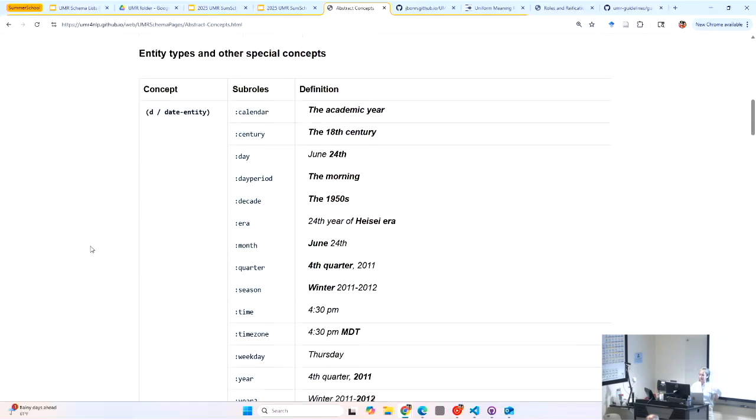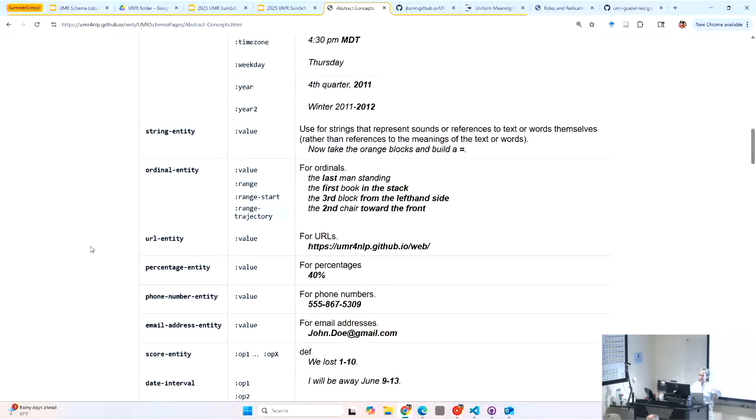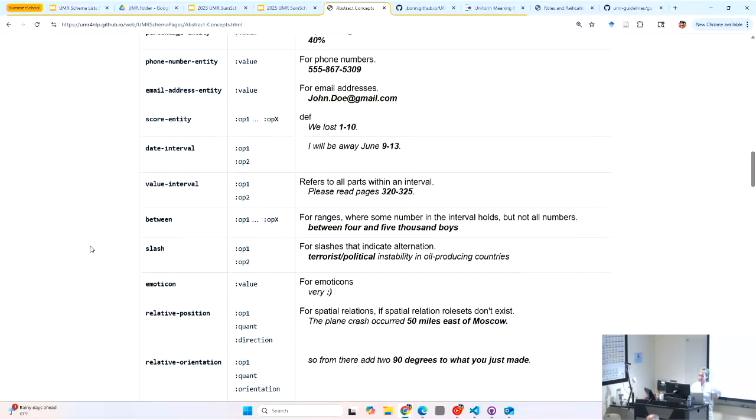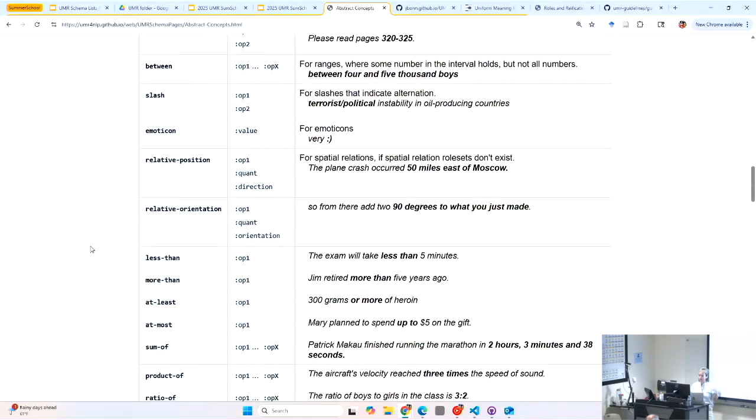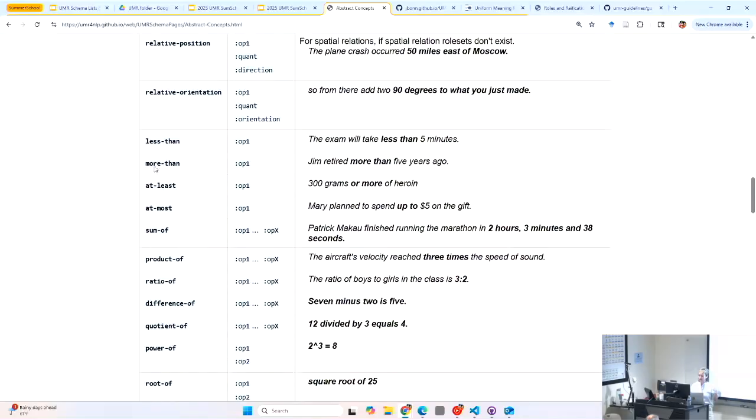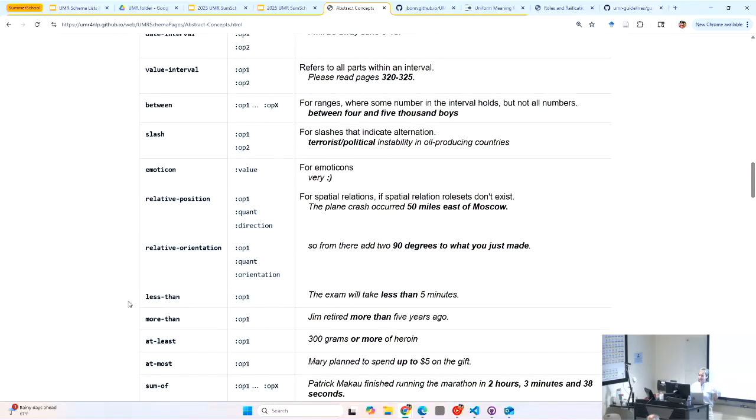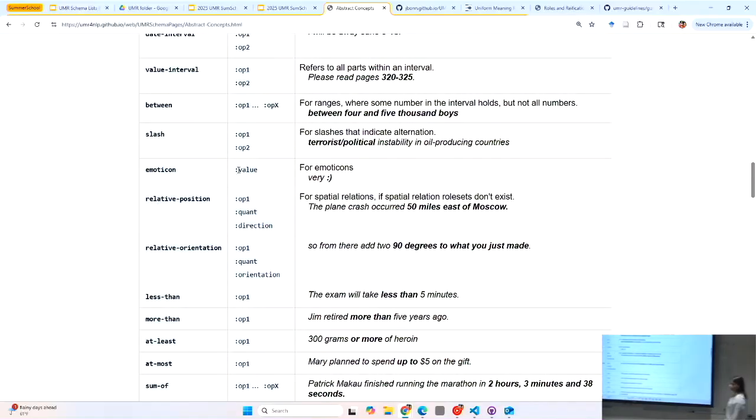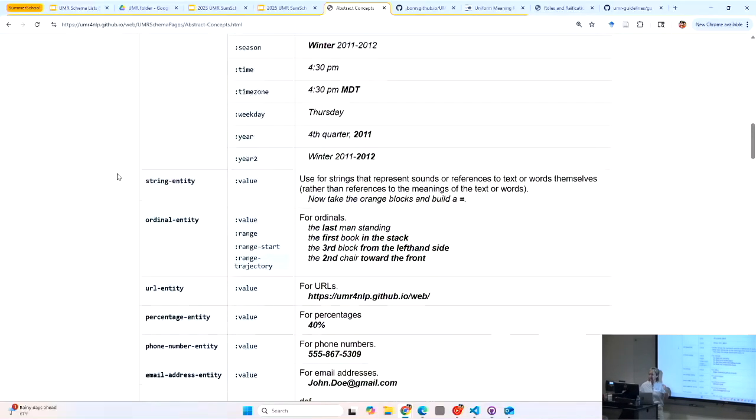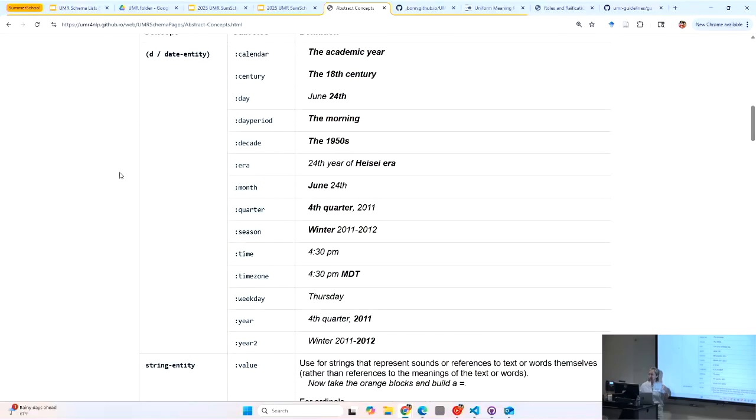Okay, so we have several entity types. You can see there are just all kinds of things. There are mathematical things, emoticons. Most of them take a value subrole. Some of them take ops, however many ops. Date entity is probably the most important one. So it takes all of these possible subroles.